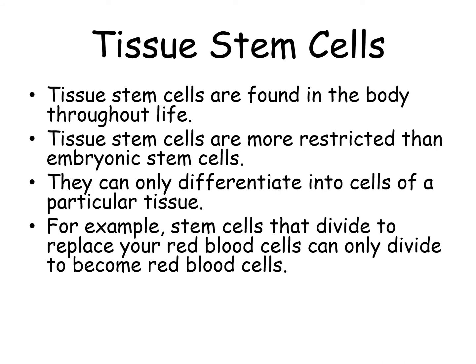Tissue stem cells are found all throughout the body for the entirety of your life. They can still differentiate into specialised cells, but they're more restricted than embryonic stem cells. So they can only differentiate into cells of a particular tissue. So to explain this a bit clearer, if we were to take stem cells that divide to replace red blood cells, if that's a tissue stem cell, it can only divide to become red blood cells. It couldn't become a skin cell, or a liver cell, or a kidney cell.